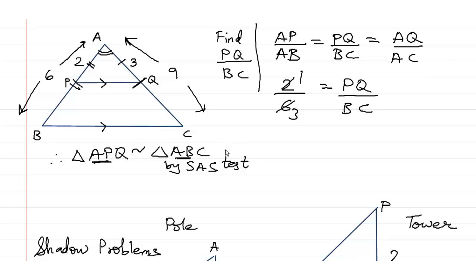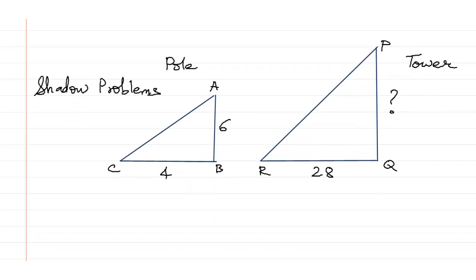And when we write this after proving the triangles similar, or when the triangles are already given to be similar, then AP upon AB is equal to PQ upon BC is equal to AQ upon AC. The reason for this would be corresponding sides of similar triangles. Always use it when the triangles are already known to be similar, whether given or proved, and they are the corresponding sides. We also use similar triangles in shadow problems.